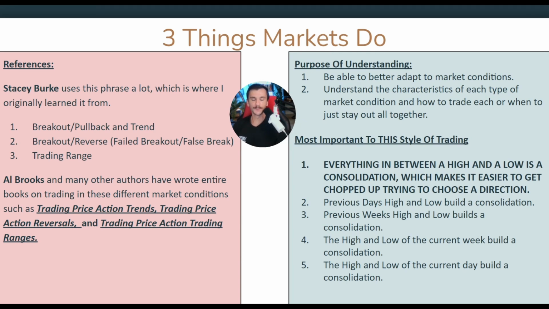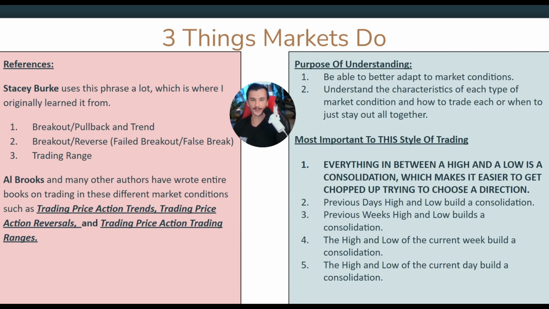So a commonly used phrase by Stacey Burke is the 3 things that markets do is breakout, pullback, and trend, breakout, reverse, or stay inside of a trading range. And what he's really doing here is describing the 3 types of market conditions. Lots of different authors have books and things out there, trading information about these 3 different types of market conditions.